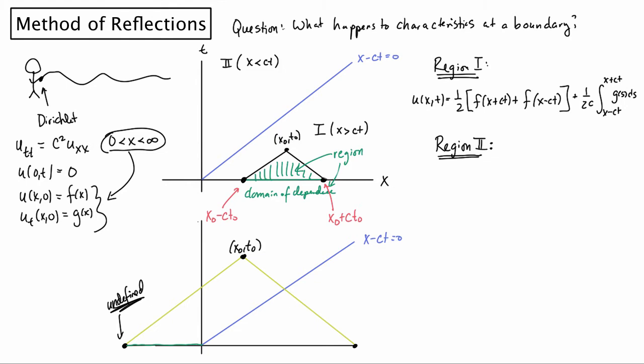So the question that we have to ask ourselves here is, what can we replace f of x and g of x with to give us information about these points? It turns out that the remedy that we use is, in this case, the odd extensions of the functions f and g.